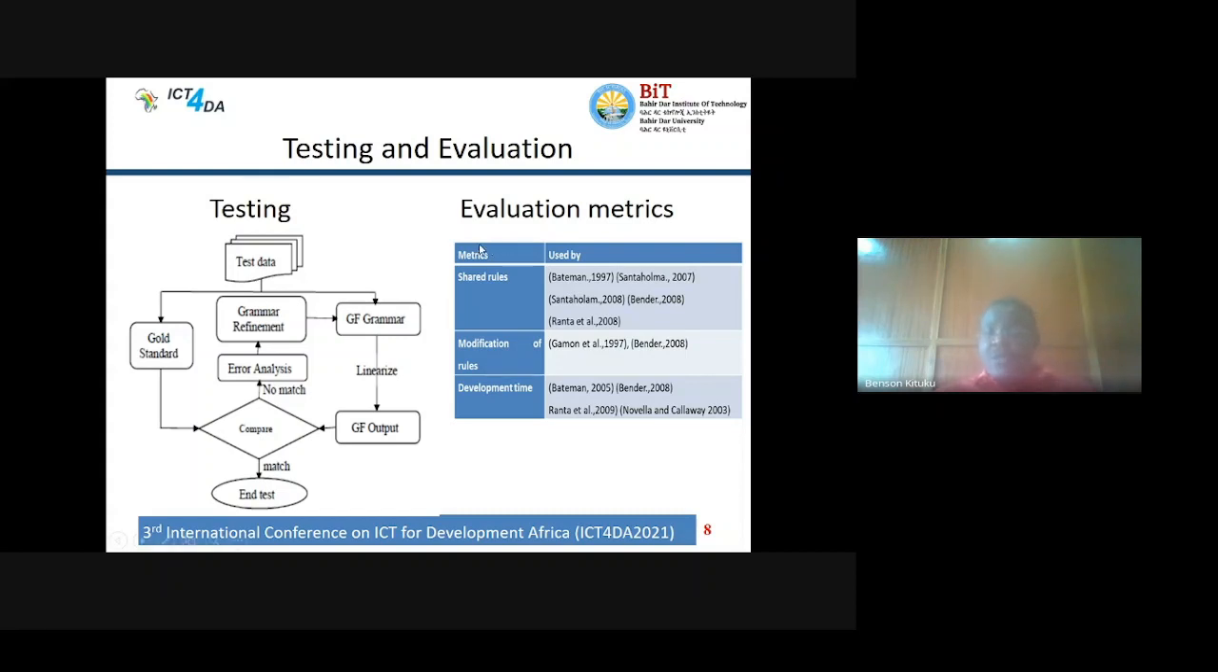Generally, there are three metrics that have been accepted to measure cross-linguistic similarities used in making computational grammars. There are the shared rules: you measure the number of shared rules. Then you also measure the number of rules being modified, where you either delete, add, or change the structure. And then there is the development time. In our case here, we used shared rules and modified rules. Shared rules were used in grammar sharing, and modified rules were used in grammar porting.